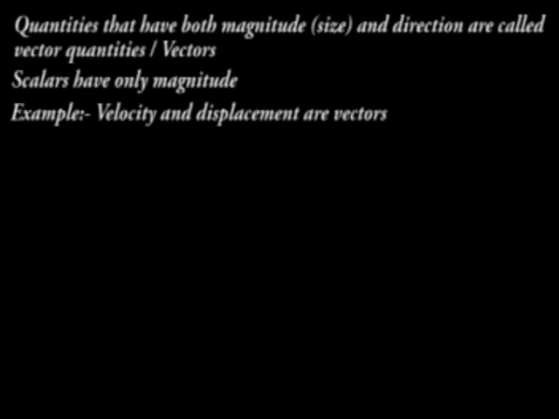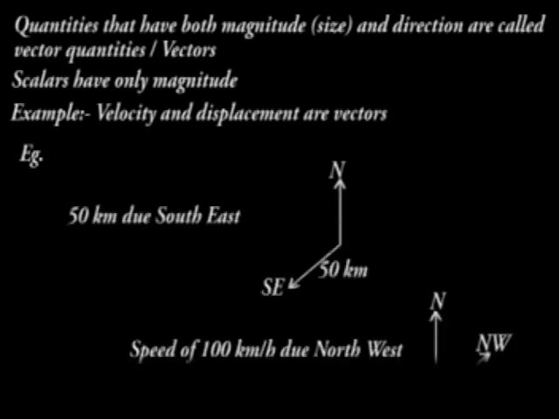For example, velocity and displacement are vectors. For instance, 50 kilometers due southeast, that is displacement. A speed of 100 kilometers per hour due northwest is velocity, and it's a vector.